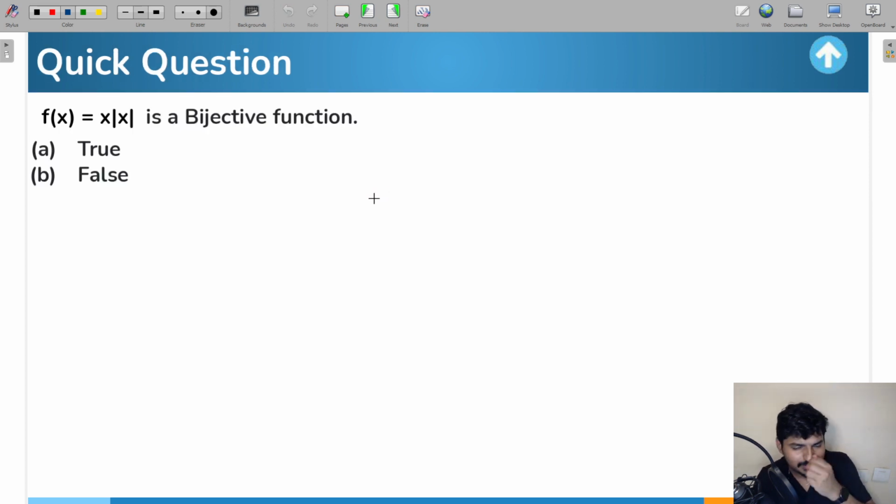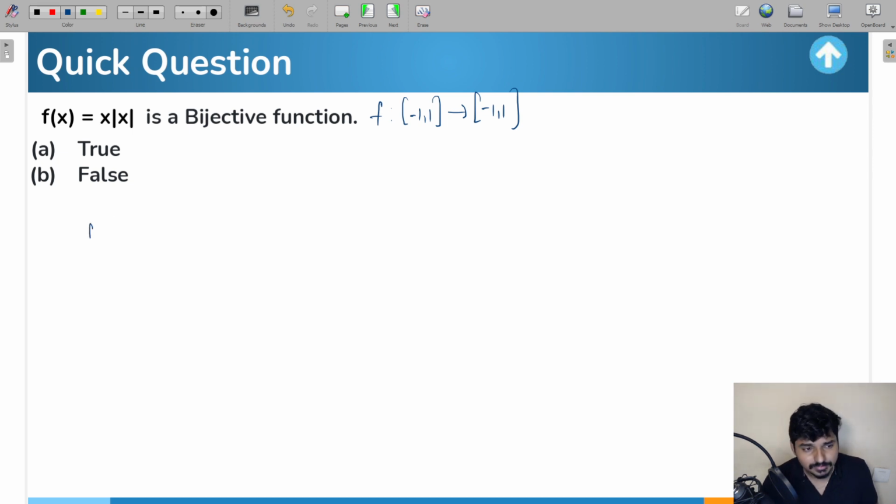Now, for example, let us say this question is given. Let us say here the function is defined in this way. Let us say the function is defined from -1 to 1 to -1 to 1. I'm going to take this as the domain and this is going to be the codomain. Now the function given is x into mod x. It's asking whether this is going to be a bijective function. So how do we know this, everyone?